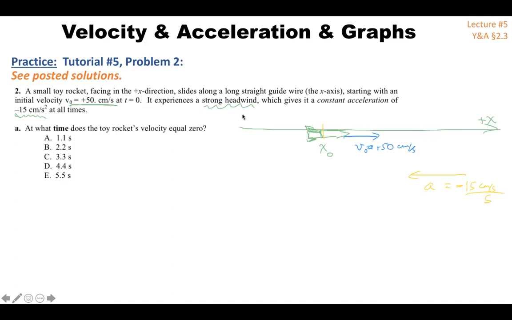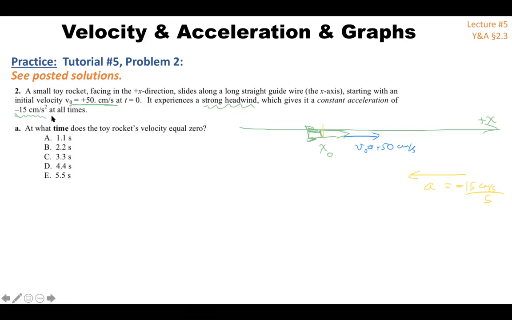Okay, so after 1 second, the rocket's going to be going a little more slowly. It'll have moved over to the right. And then after another second, it will move further to the right, but it'll be going slower still, and so on and so on. And then this question asks, at what time does the toy rocket's velocity finally reach 0?